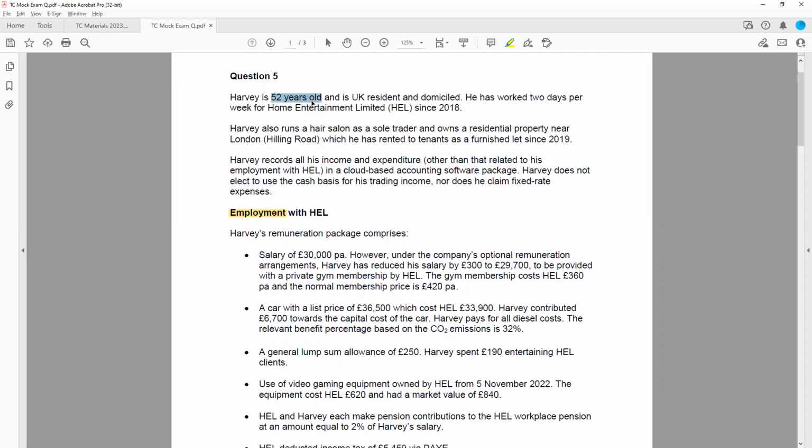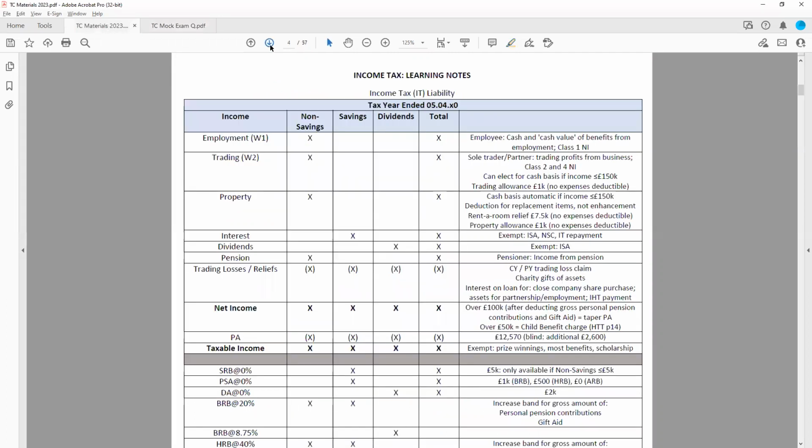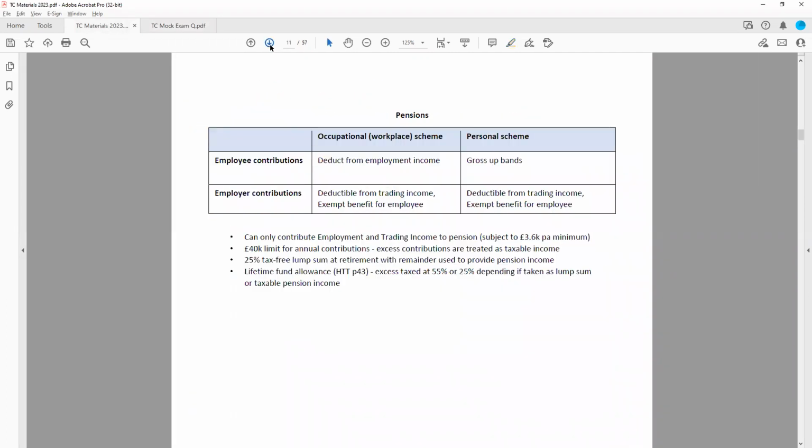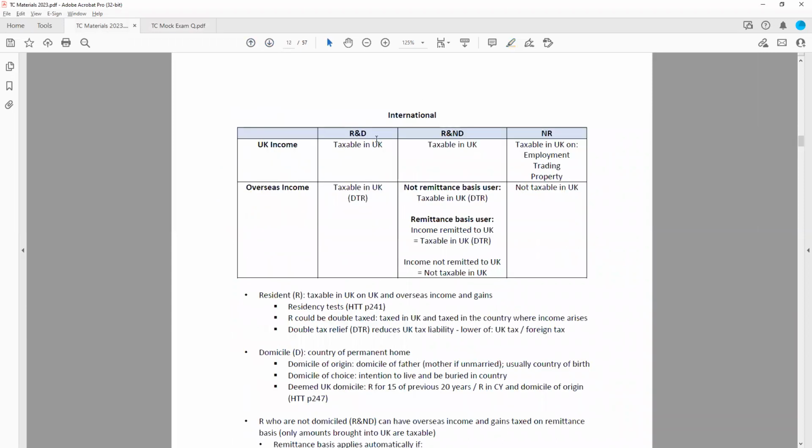So we're told how old the individual is, UK resident and domiciled. So that's quite helpful. We didn't have to go and do the residency test to decide whether they're resident or not. We're just told they're resident, and we're also told that they're domiciled in the UK. So that should make things fairly straightforward, in that if we know that they're resident and domiciled, we know they're going to be taxable in the UK on UK income. And if there is any overseas income, it will be taxable in the UK.